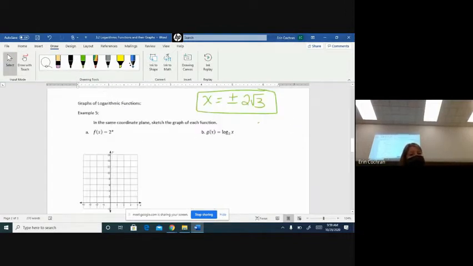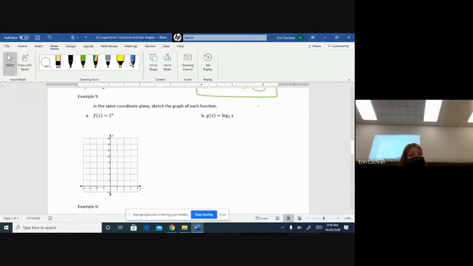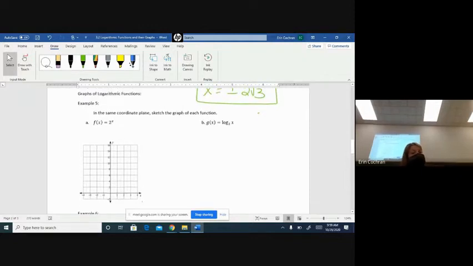And then the last part is just graphing. So we're going to graph in the same coordinate plane, sketch the graph of f of x equals 2 to the x power and g of x equals log base 2 of x. What do we know about these? They're inverses of each other, right?